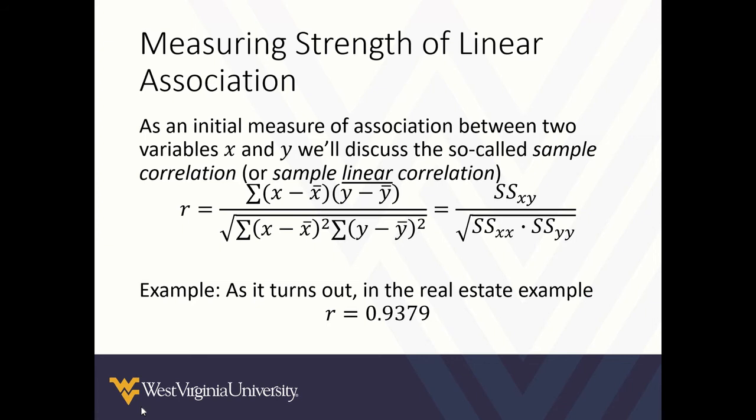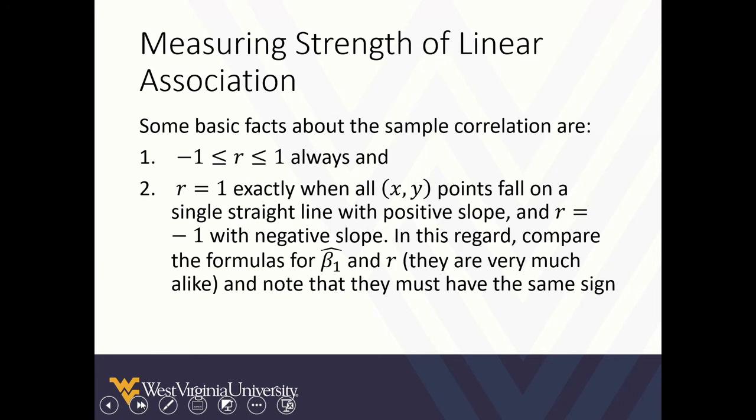R is equivalent to the summation of (x minus x bar) multiplied by (y minus y bar) in quantity, all over the square root of the summation of (x minus x bar) quantity squared multiplied by the summation of (y minus y bar) quantity squared, which you may recognize as being equivalent to SSXY over the square root of SSXX multiplied by SSYY. From our real estate example, we would find a correlation coefficient to be 0.9379. But what exactly does that mean? Well, here are some facts about our sample correlation statistic.